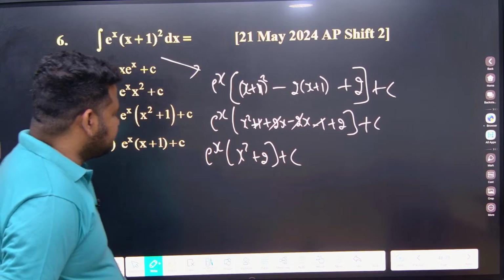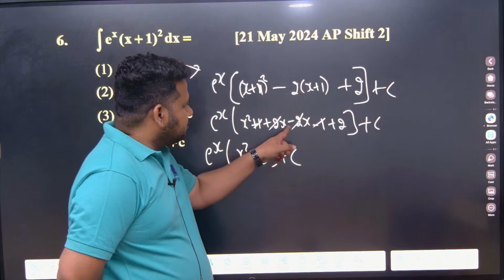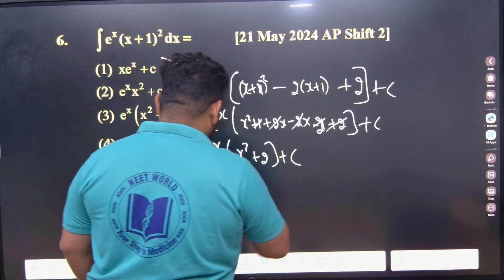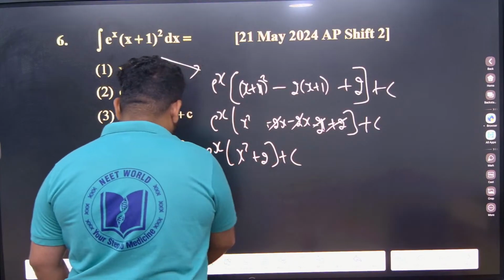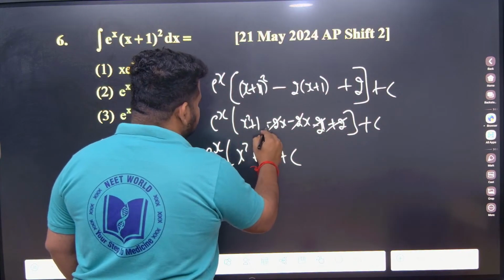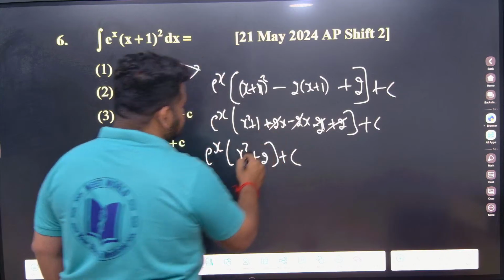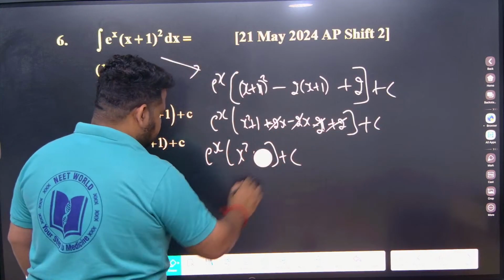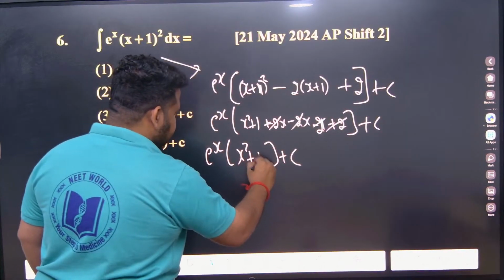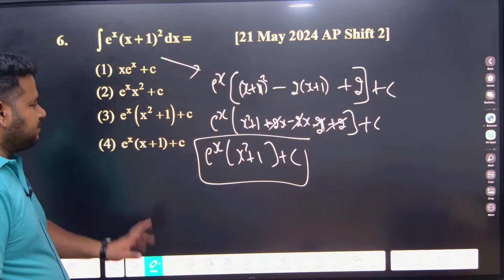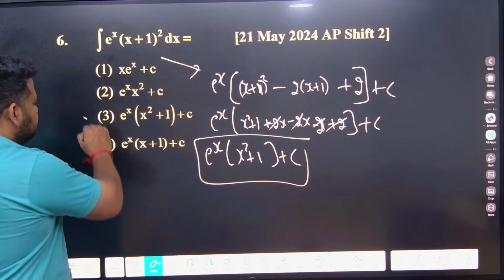So here we are having x square plus 1, 2x plus 2x, this is minus 2, it should be minus 2. Plus 2 minus 2 will cancel, I will be having plus 1 as it is, and this will be plus 2x. So I will be having x square plus 1, e power x into x square plus 1 plus c. So what is the answer? e power x into x square plus 1 plus c, that is the third option.